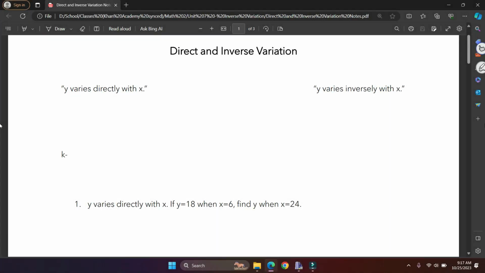Alright, so in this lesson, we're going to learn about the concepts of direct and inverse variation. So, when we have a statement, y varies directly with x, what that means is that the variable y is proportionate to the variable x. And as an equation, we can write this as y equals k times x, where k is called the constant of proportionality.